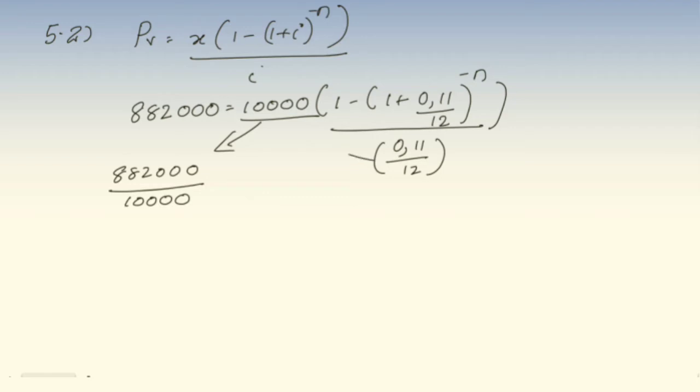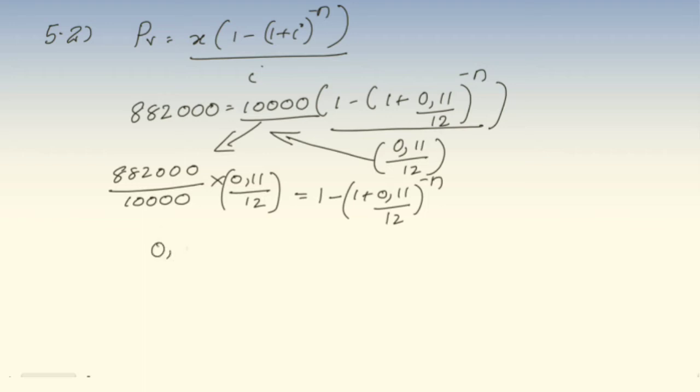Now this fraction you have to send to the other side. So it's going to be 0,11 over 12, which is dividing. When you send it to the other side, it's going to multiply. Now what is left on the right hand side? 1 minus (1 plus 0,11 over 12) all to the power minus n. That is left there. When you do the left hand side, you will get 0,8085.